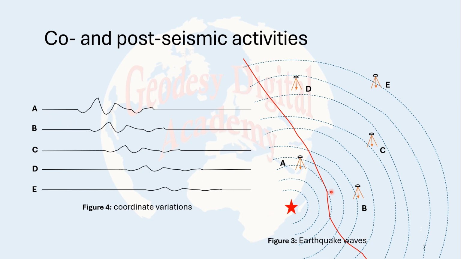As you see, point A is close to the earthquake center, and this point senses more variations in the coordinates than the points which are far from that. For example, point E is far from the earthquake focal epicenter or focal point.